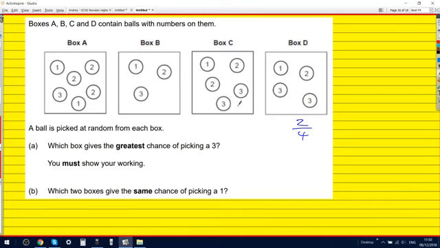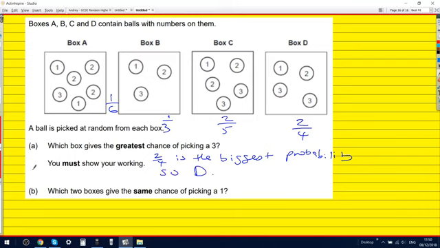And then C would be 2 fifths. B would be 1/3. And A would be 1/6. Sixth. And so 2 out of 4 is the biggest fraction, let's say probability. So D.